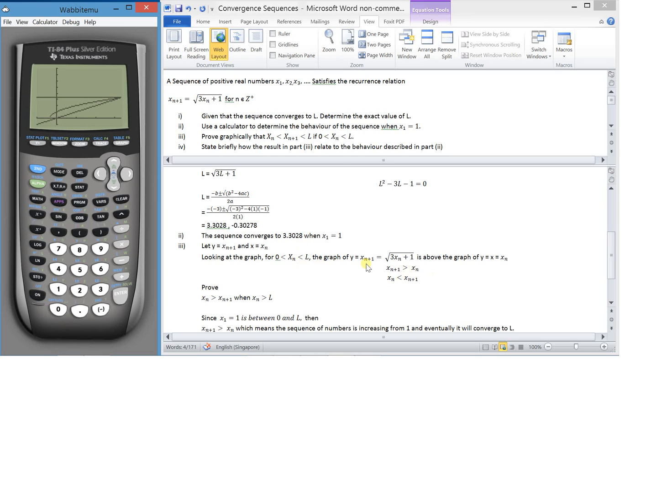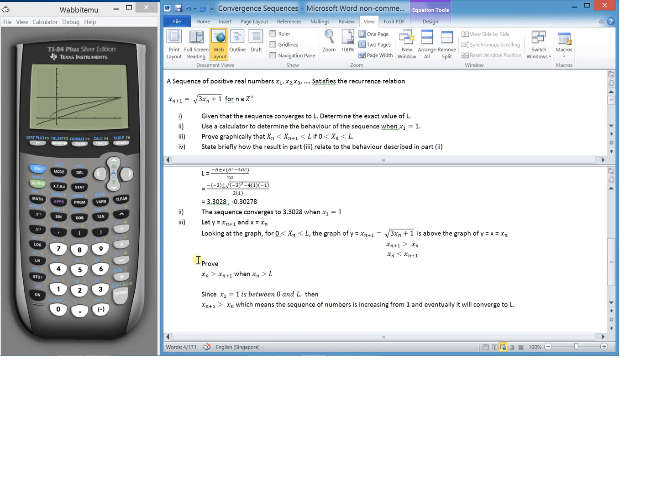Both my xn and my xn plus 1 graphs are smaller than L, isn't it? So I've proven this part of the inequality. The xn plus 1 graph is smaller than L. So to write it out, I will say, okay, prove this one. Looking at the graph for between here, I'm looking at this part of the graph. The graph of y equals xn plus 1 is above the graph of y equals xn. So that means this inequality is proven.